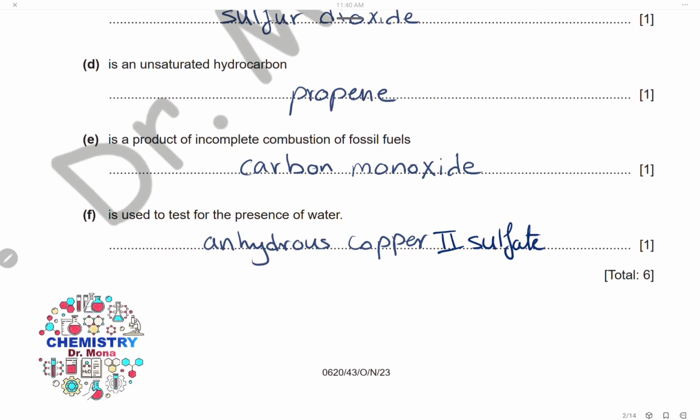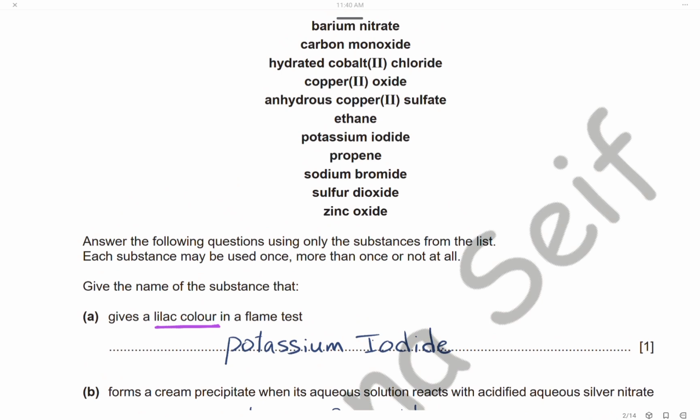The last one. Which substance is used to test for the presence of water? We can test for the presence of water using the anhydrous copper 2 sulfate or the anhydrous cobalt 2 chloride. Here we have in the list the anhydrous copper 2 sulfate. The color of the anhydrous copper sulfate is white. When we add water, the color changes to blue, and this indicates the presence of water. So the answer will be anhydrous copper 2 sulfate.